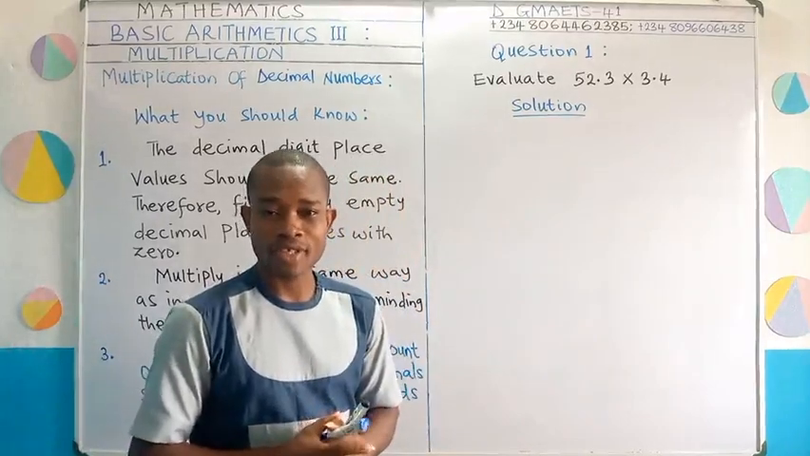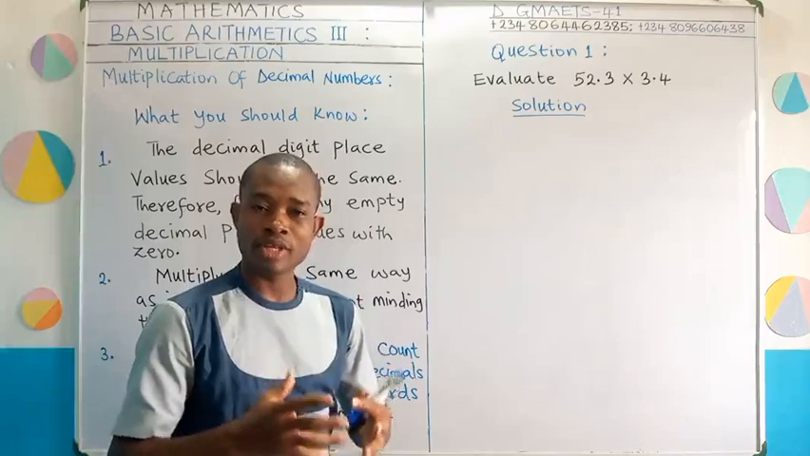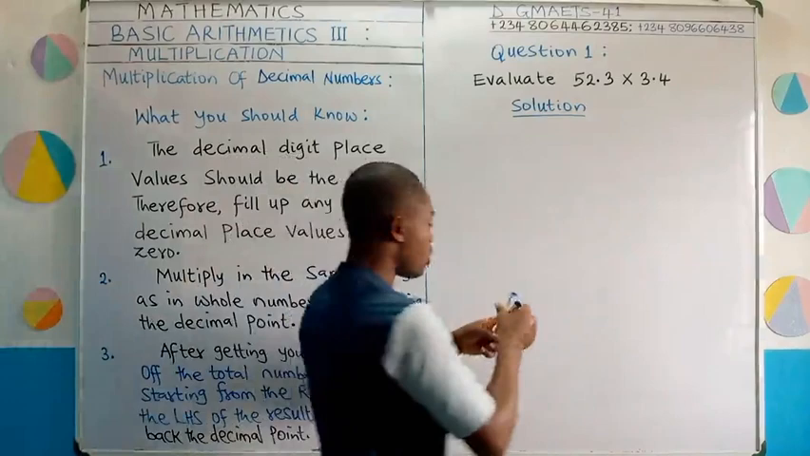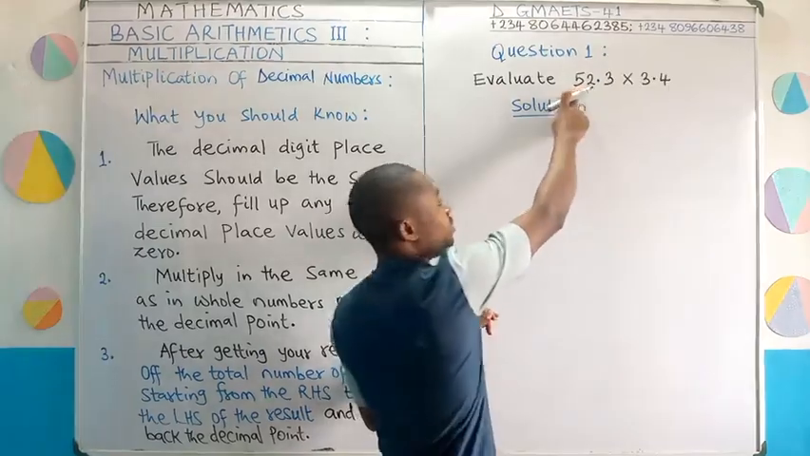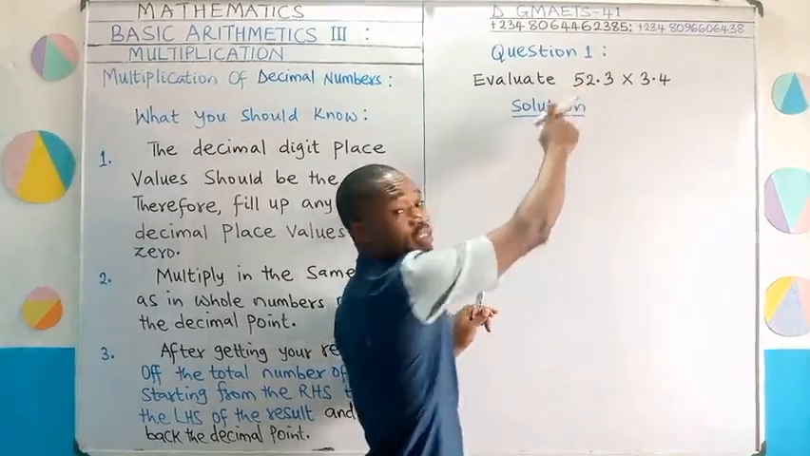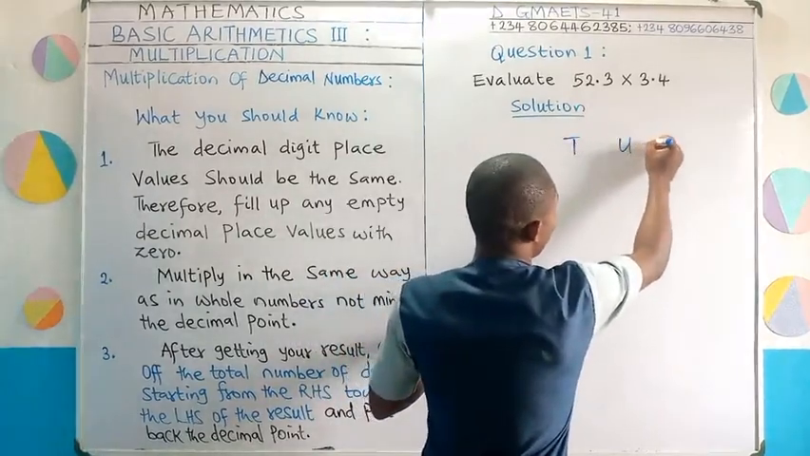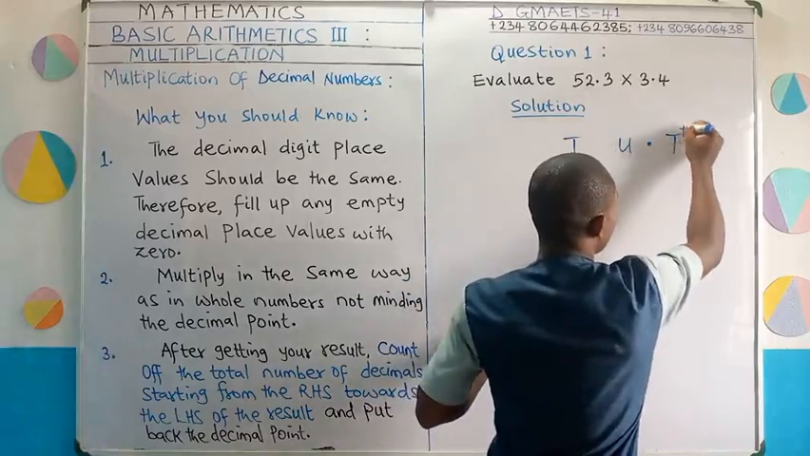How do we go about this? First of all, 52.3 and 3.4. Which one is the bigger number? 52.3 is bigger. Therefore, I will write that out with its place value. Of course, in the whole number part, the highest place value is tens. That is where this 5 is under. So I'm going to write this as tens and units. Then I'll put my decimal point. This is a tenth digit. I'll put the tenth there.